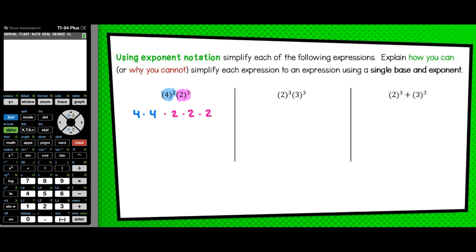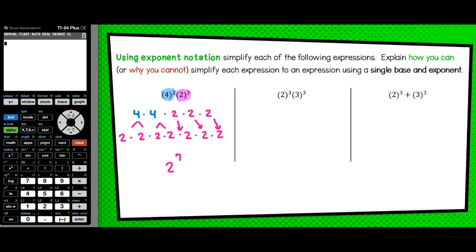To do this, we need all of our factors to match. Is there another way to write 4 using factors of 2? It turns out we can write 4 as 2 times 2. Altogether, you'll notice that we have a total of 7 factors of 2. This will be 2 to the 7th power. Let's look at the second one.